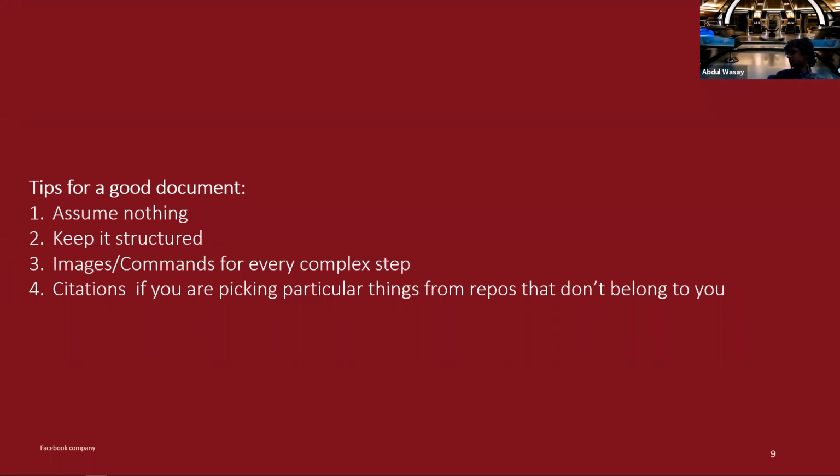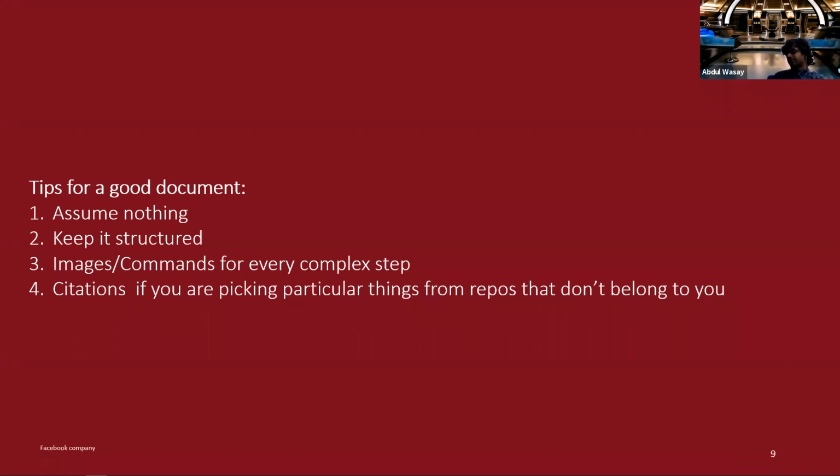If I'm a beginner, I don't want to get intimidated. Explain it to me like I know nothing, right? And one of the most important things, last but not the least, is citations. If you're picking code snippets, or any kind of stuff from repositories that you have absolutely no ownership over, then please add citations. Please, okay? Don't just blindly copy stuff.